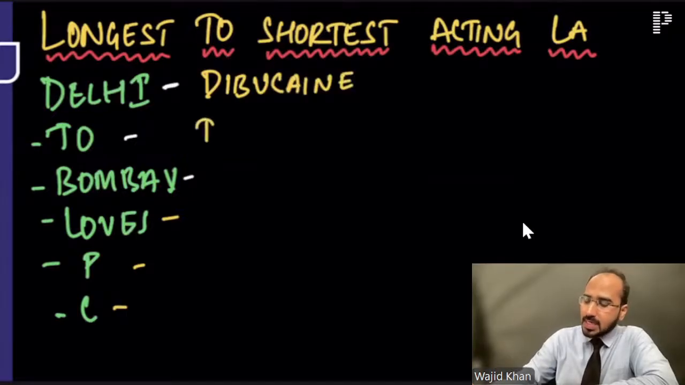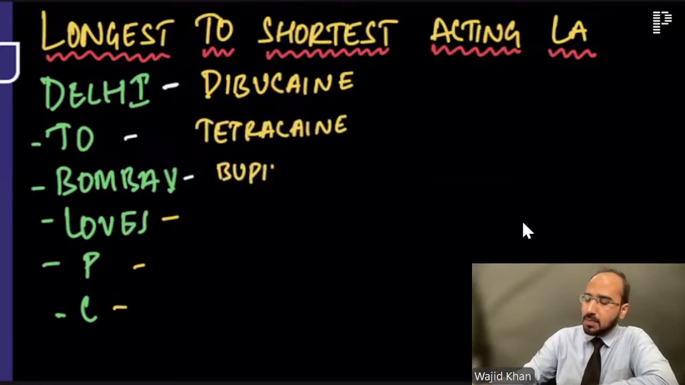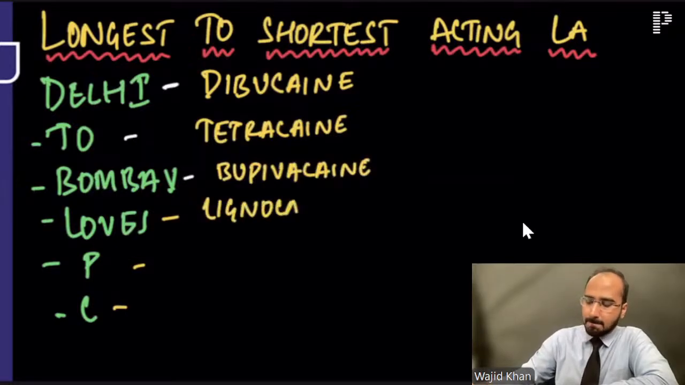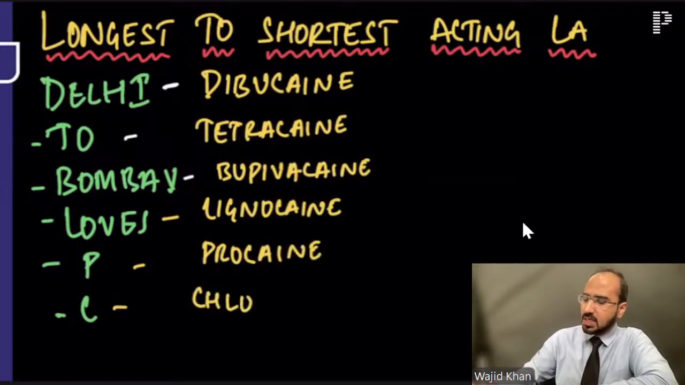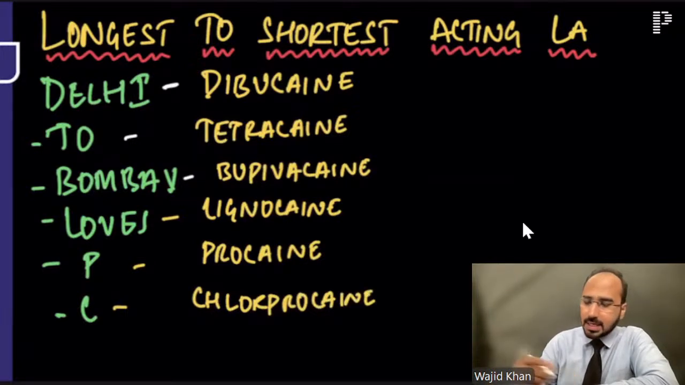Shorter than dibucaine is tetracaine. Shorter than tetracaine is bupivacaine. Shorter than bupivacaine is lignocaine. Shorter than lignocaine is procaine. And amongst these, the shortest acting is chlorprocaine. So first question was, which is the longest acting local anesthetic?